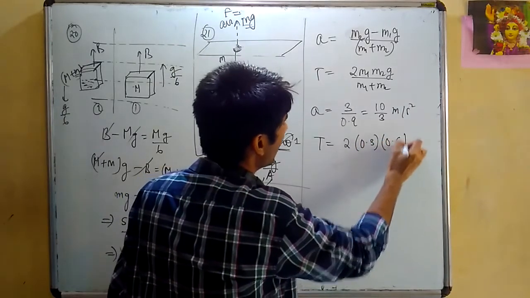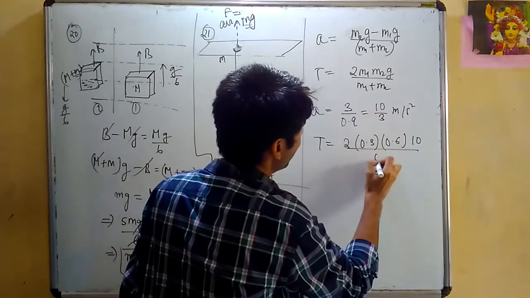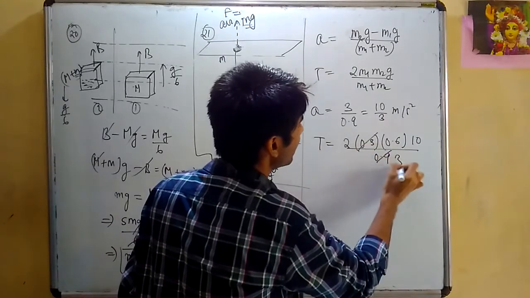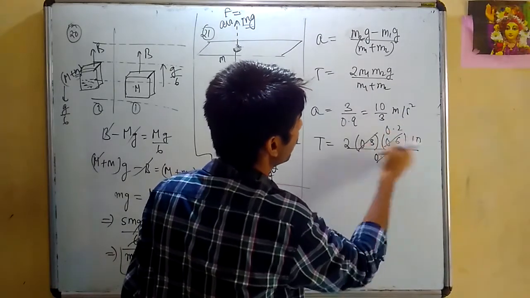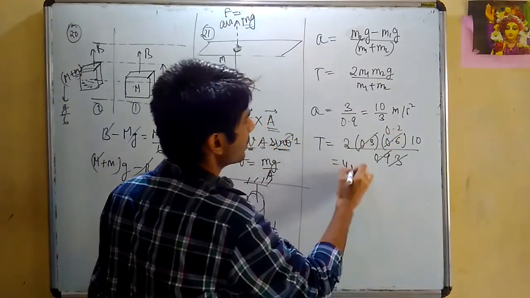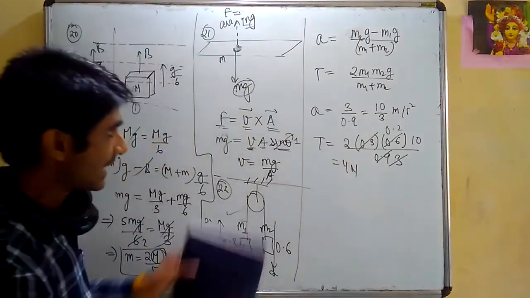m1, m2g by m1 plus m2. 0.33 is a 3 into 0.2, 0.2 10 is 2, 2 2 is 4. So tension is 4 newtons and this is the acceleration.